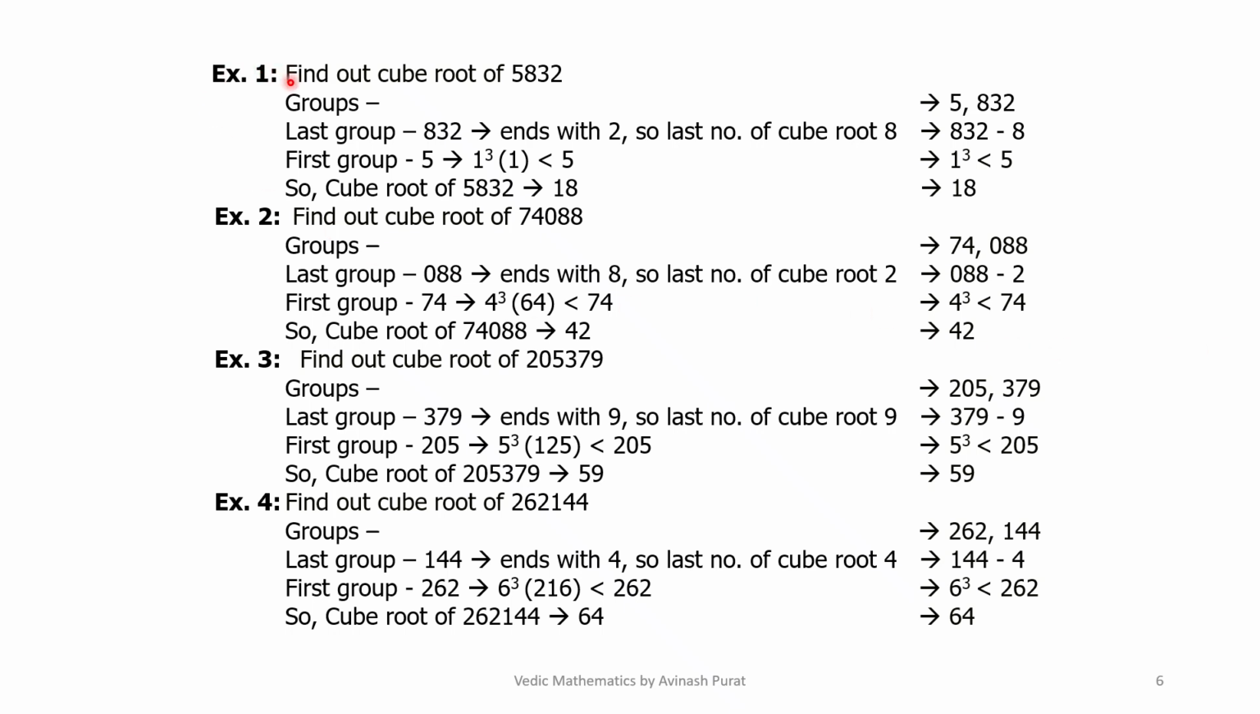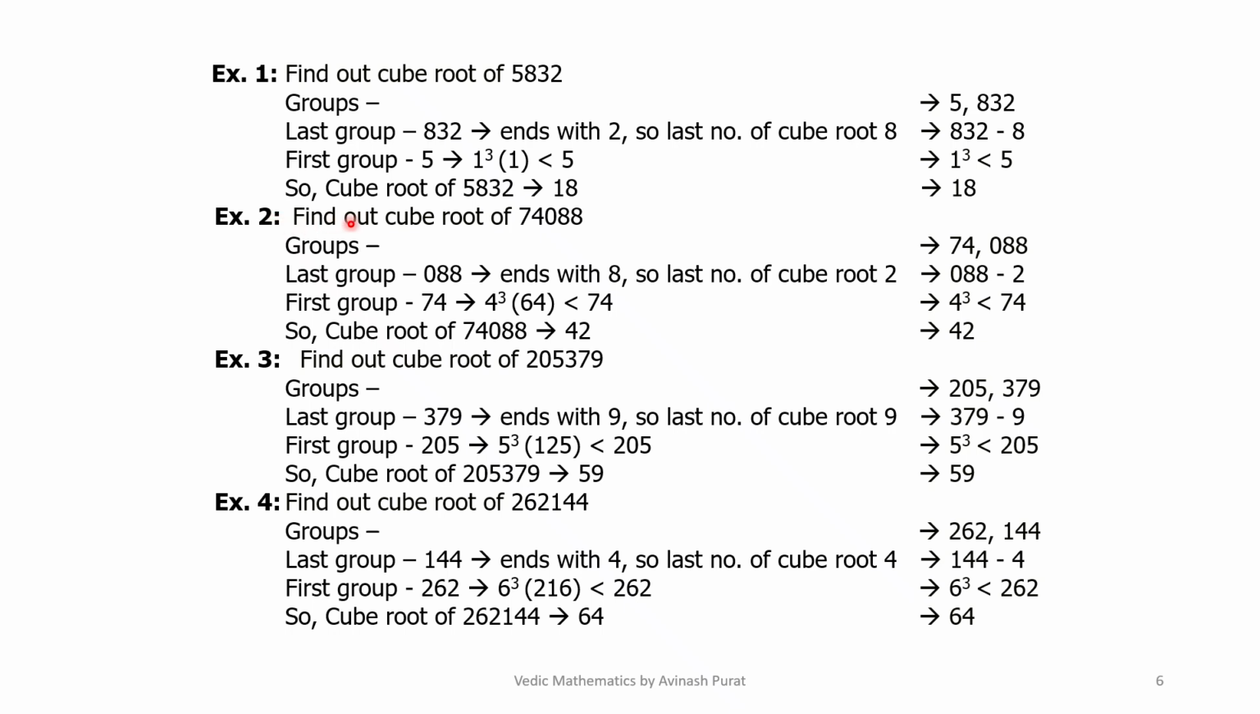Example 1. Find out cube root of 5832. Groups: 5 and 832. Last group 832 ends with 2, so last number of cube root is 8. First group is 5. So 1 cube is less than 5. Cube root of 5832 is 18. 1 and 8, 18.